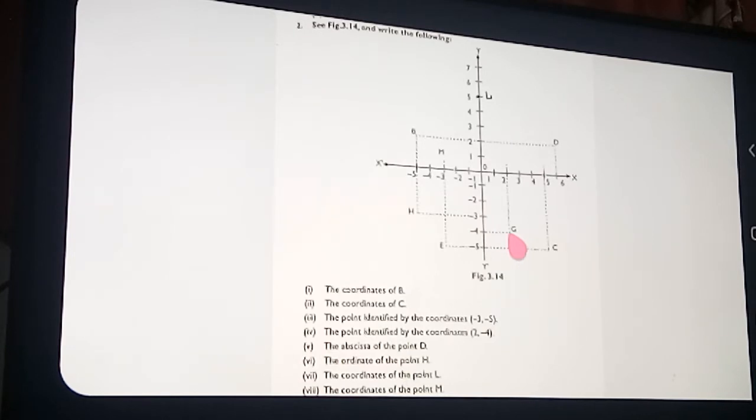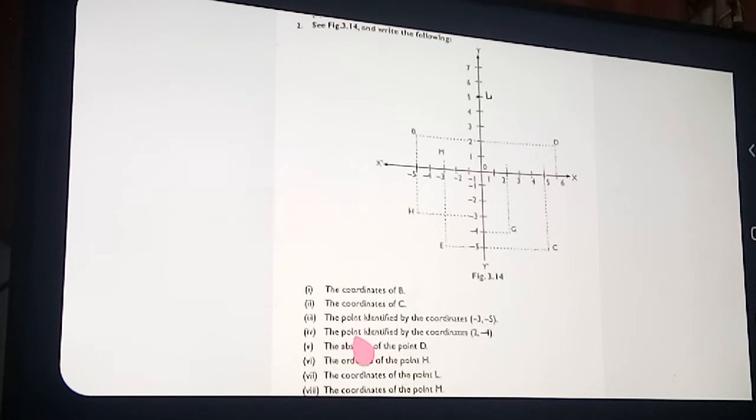See, what is the x-coordinate of this point? 2. And what is the y-coordinate of this point? -4. Therefore, which point is identified by the coordinates 2, -4? Which point? G. Did you get it clear now? Yes? So write down the answer.